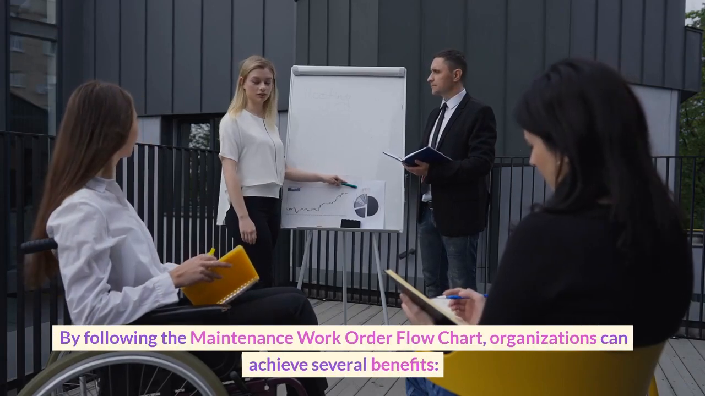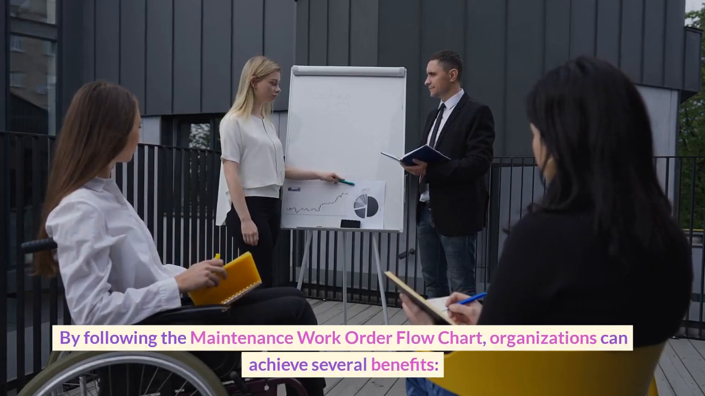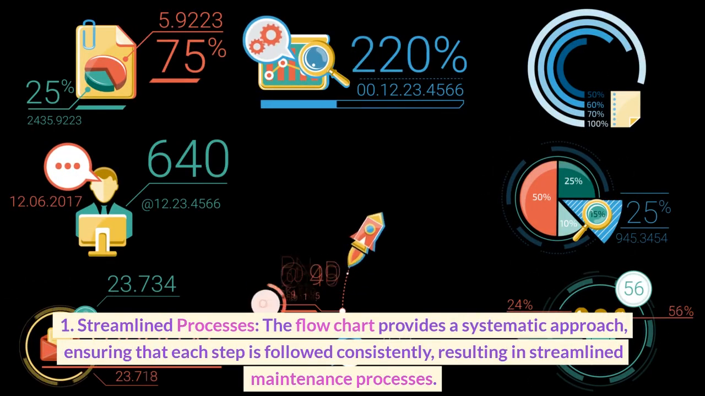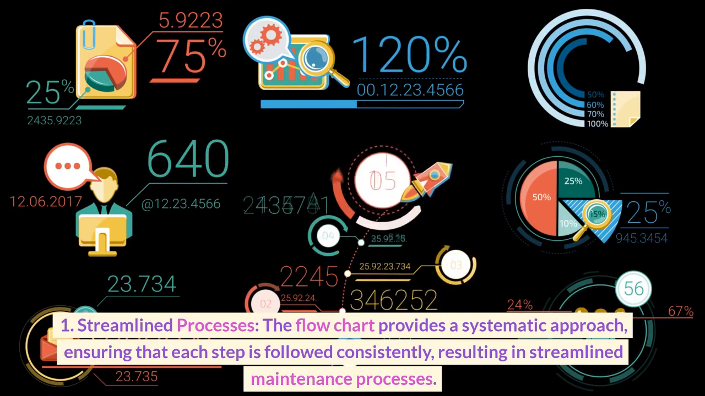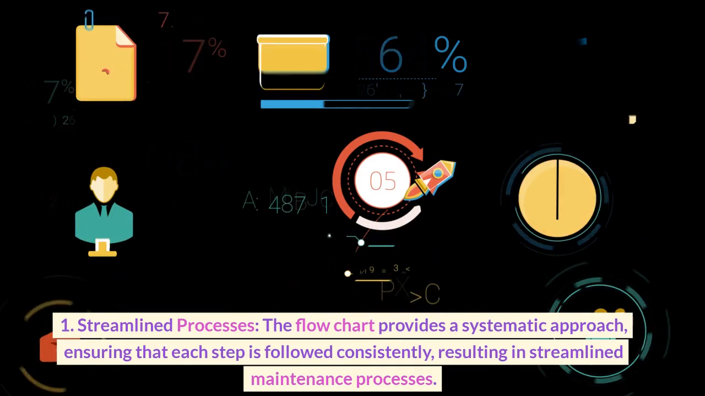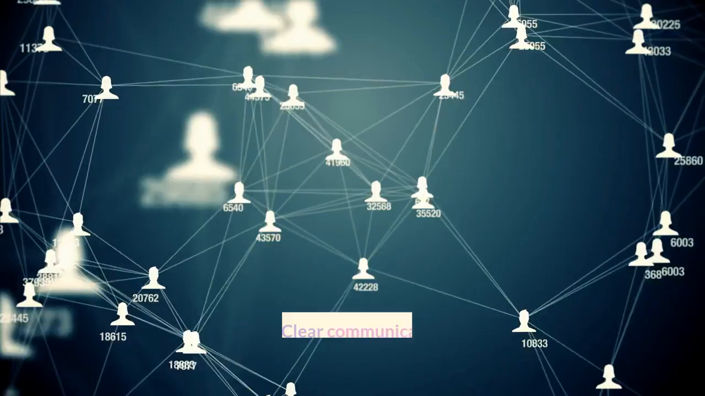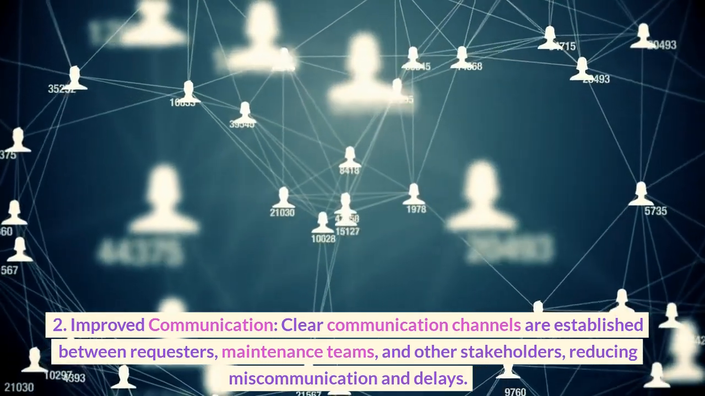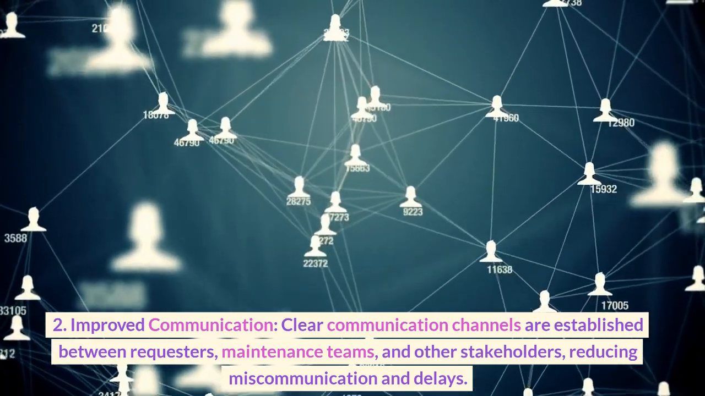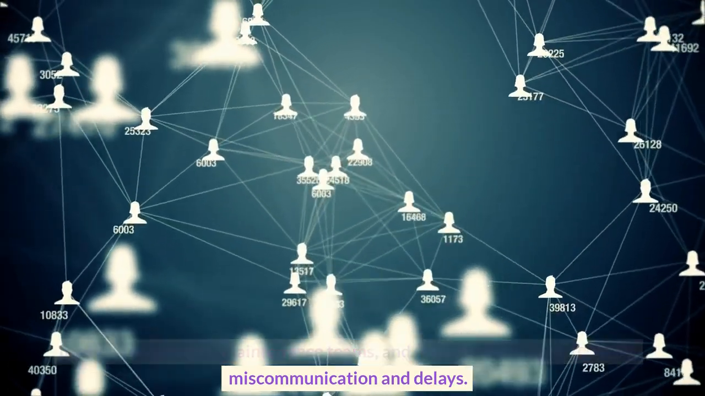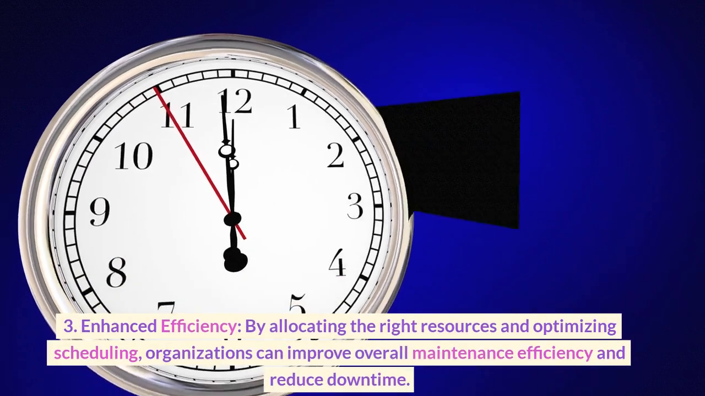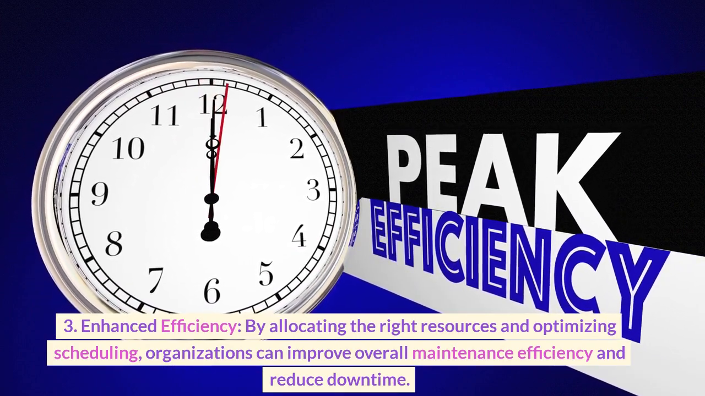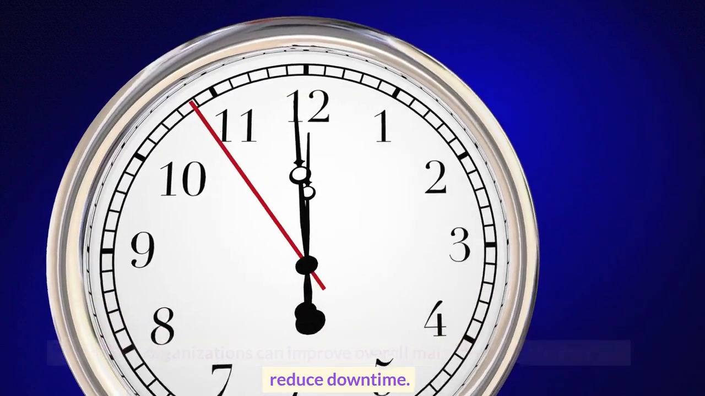By following the maintenance work order flowchart, organizations can achieve several benefits. 1. Streamlined processes. The flowchart provides a systematic approach, ensuring that each step is followed consistently, resulting in streamlined maintenance processes. 2. Improved communication. Clear communication channels are established between requesters, maintenance teams, and other stakeholders, reducing miscommunication and delays. 3. Enhanced efficiency. By allocating the right resources and optimizing scheduling, organizations can improve overall maintenance efficiency and reduce downtime.